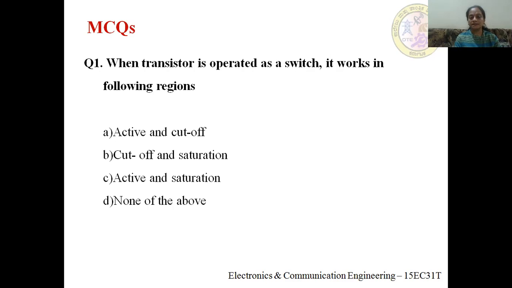So when we want the transistor to operate as a switch, the options are: active or cutoff, cutoff and saturation, active and saturation, or none of them. I think you can answer this. I have repeatedly said that cutoff means off, no current flows. Saturation means on, the maximum collector current flows. So when you operate a transistor as a switch, it should be on or off, so it is operated in the cutoff and saturation regions.